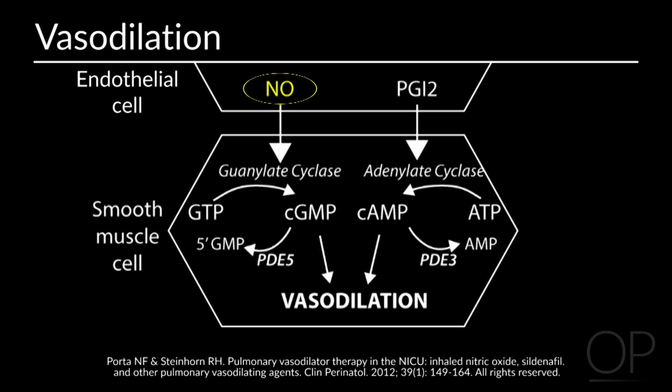Nitric oxide increases the levels of cGMP, while the prostacyclins increase the levels of cAMP into the smooth muscle cells. cGMP is metabolized by the phosphodiesterase type 5, while cAMP is metabolized by phosphodiesterase type 3. And with the increase in cGMP and cAMP, nitric oxide and prostaglandins are able to relax the pulmonary vasculature.